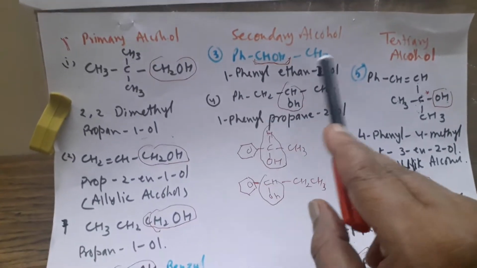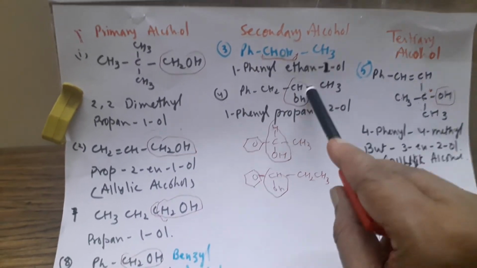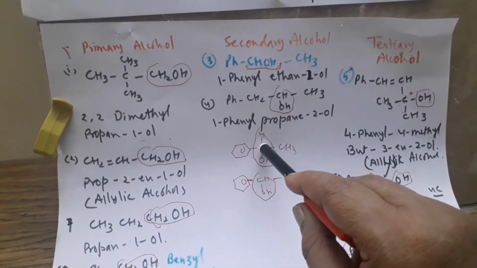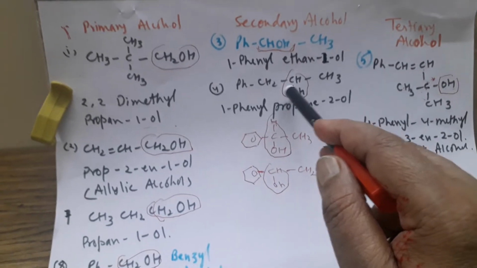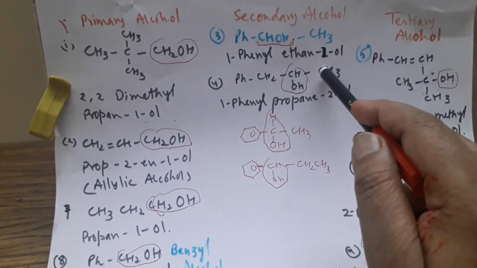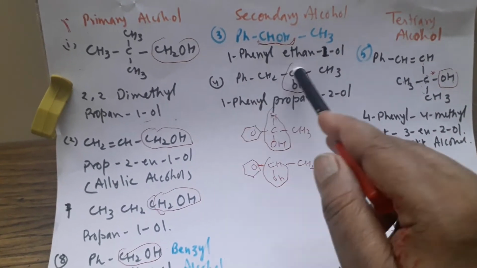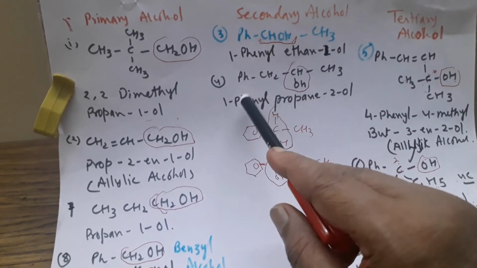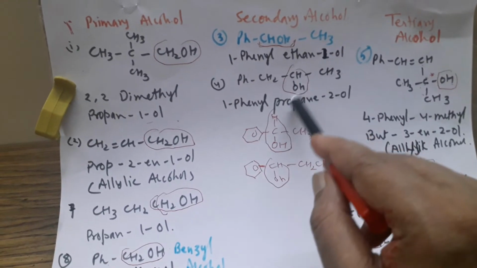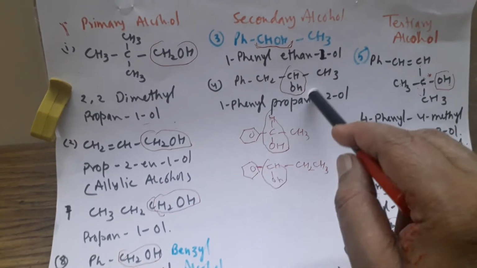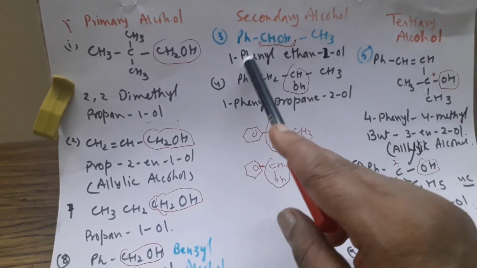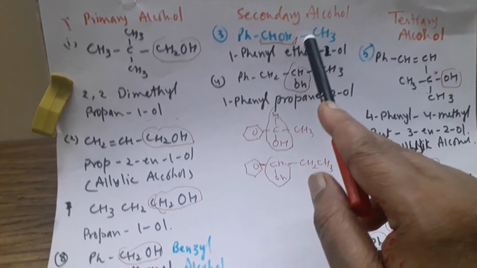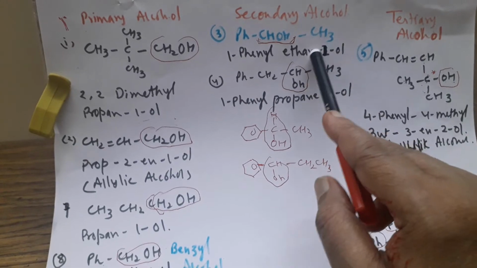Now we discuss secondary alcohol: PhCHOHCH3, 2-degree alcohol, CHOH, 2-degree alcohol. So you can name accordingly. Here see, it is 1, 2, 3. What will be the naming of this? The first carbon has the phenyl, so that is 1-phenylpropan-2-ol. This is 2-degree alcohol. PhCHOHCH3, this we'll call the first carbon, 1, 2, so this is 1-phenylethan-1-ol.